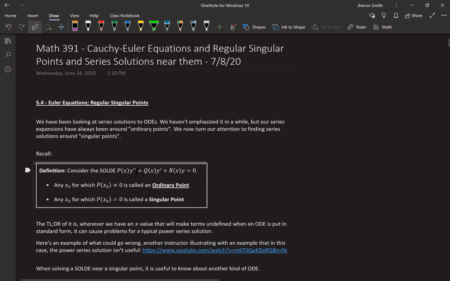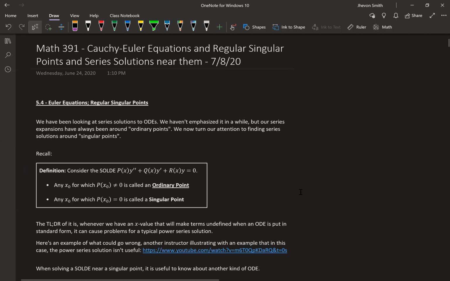So if I have p y double prime plus q y prime plus r y equals 0, and I divide through by p in order to put it in standard form, any value for which p is non-zero, we call this an ordinary point. Any value for which it is 0, we call this a singular point, because then if I plug in that value, I would divide by 0 in the coefficients.